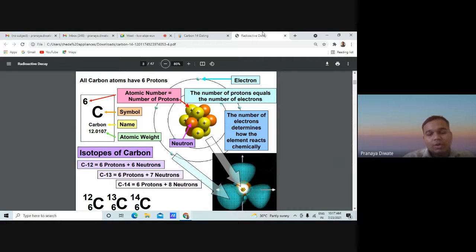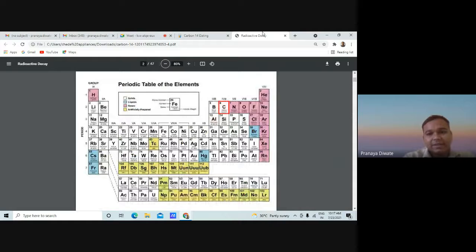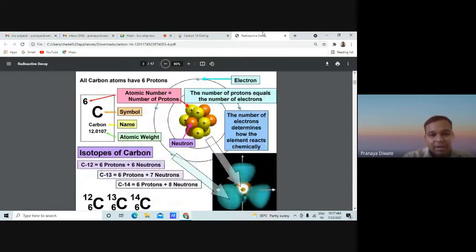You have always seen in the periodic table that there is an atomic number and an atomic mass number. The atomic number is nothing but the number of protons. So if there is C6, that is carbon 6, it means the number of protons in carbon is 6. That is how it is called C6. The number of protons equals the number of electrons.